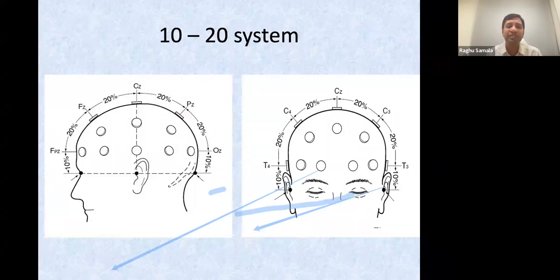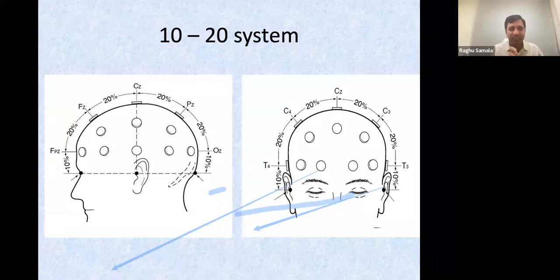Inter-electrode distance is constant. In this system, you measure the distance between the inion and the nasion, for example 100 centimeters. The first electrode placement is 10% of the total distance. From that point onwards, 20, 20, 20, 20, and again from the nasion you take 10%. So the first electrode placement from the inion is 10%, from there 20%, and from the nasion also 10%.